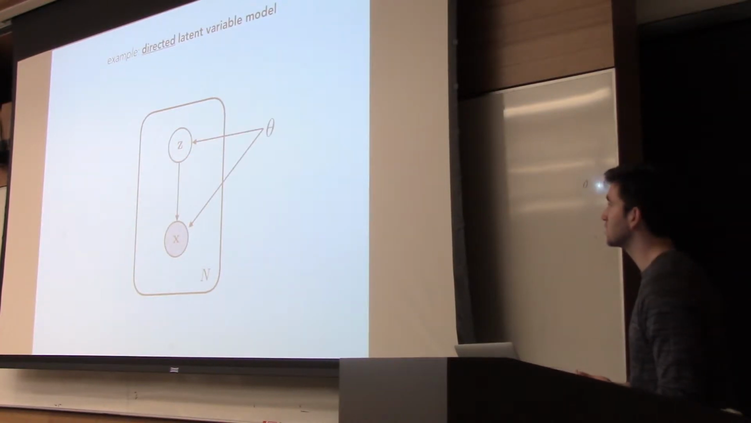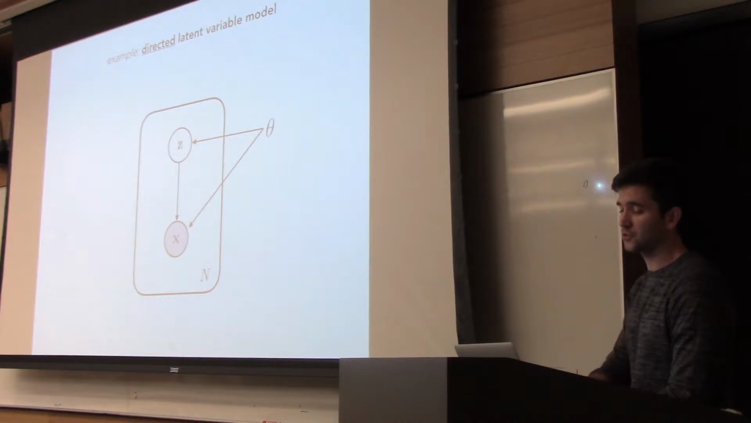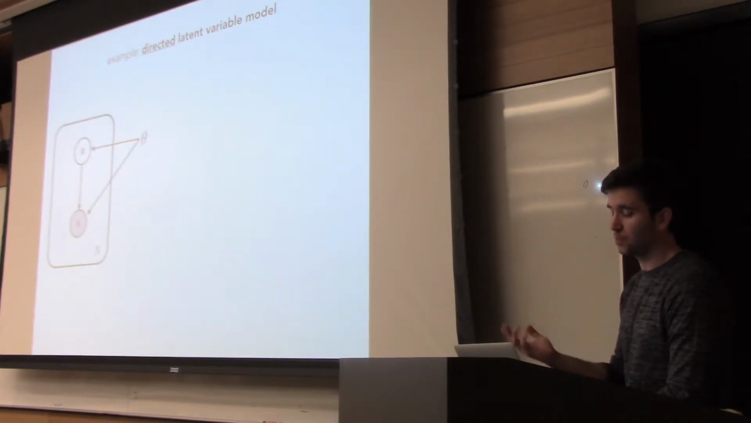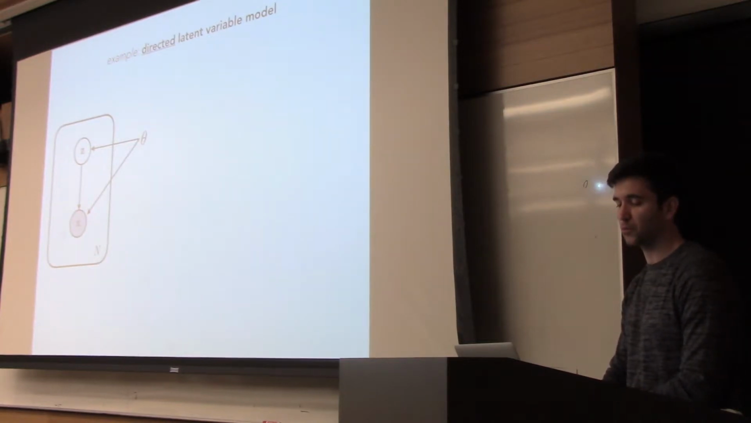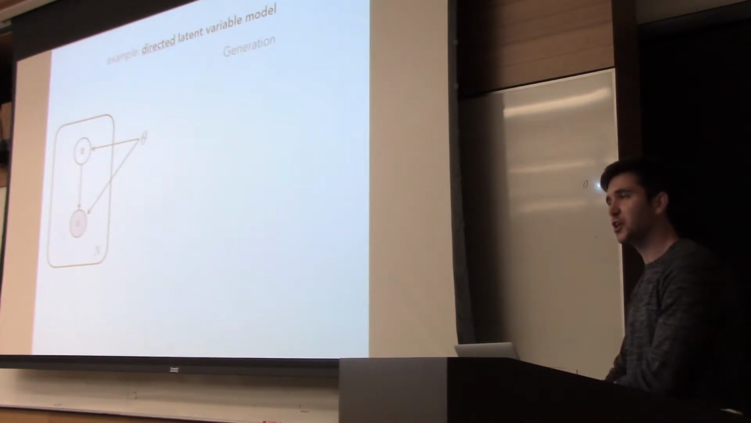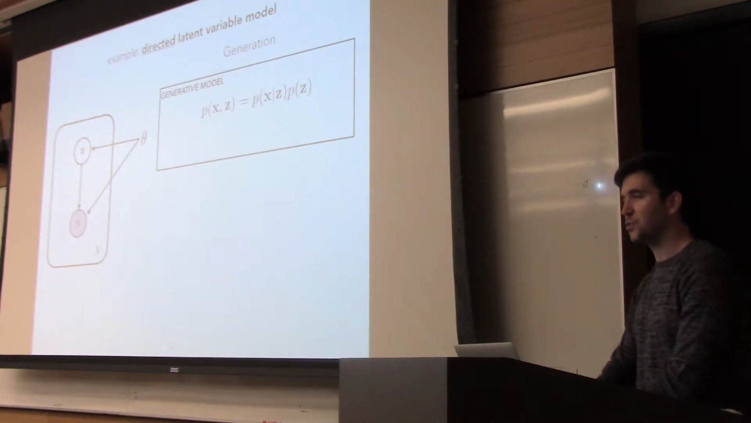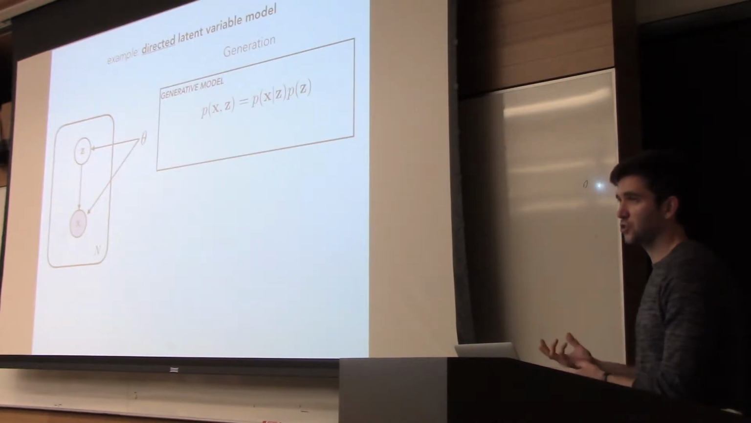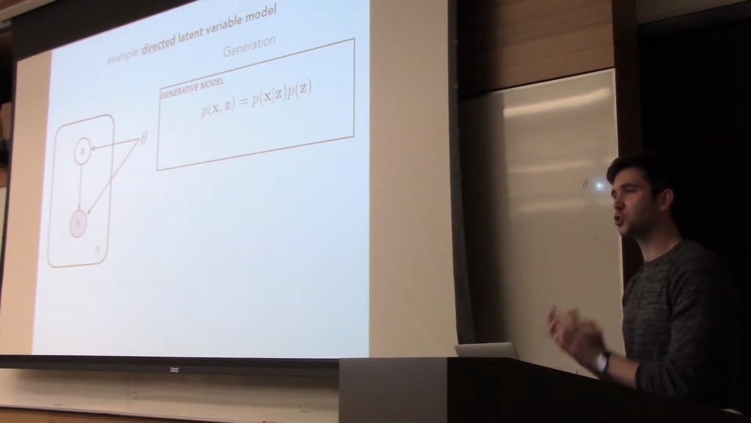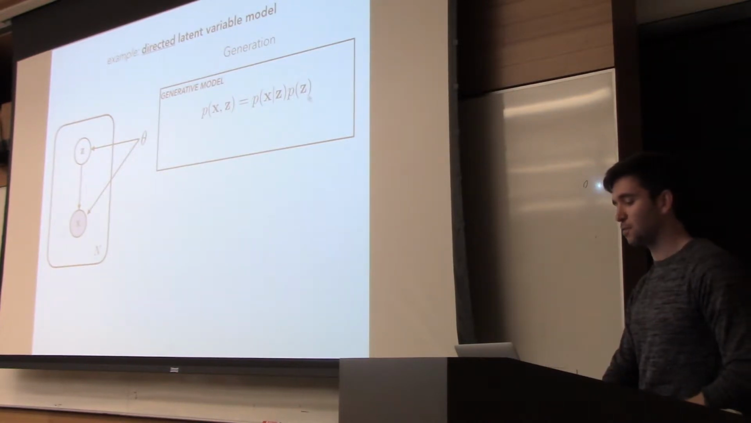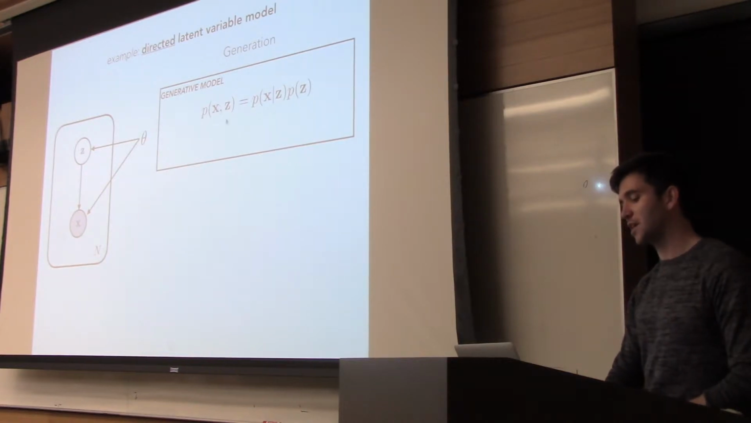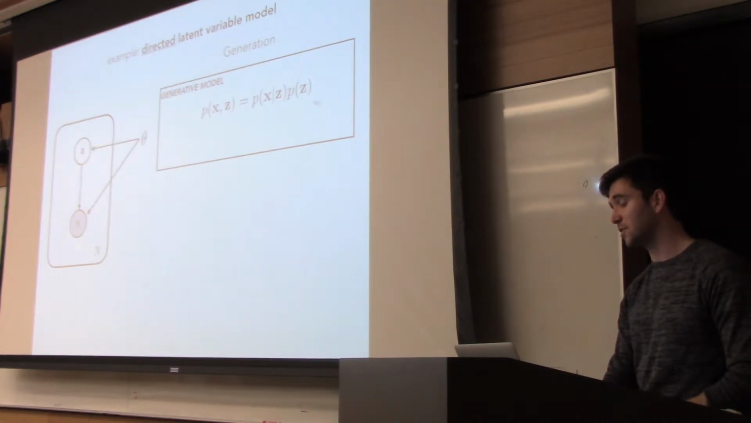So what we're going to be talking about today is actually directed latent variable models of this form. And let's go through the typical operations you might want to perform with this. So to actually generate from this model, we define the generative model as such. Remember we talked about how you can split up a joint probability distribution into a conditional times this marginal probability here. So we're going to take a probability distribution over x and z and split it up as probability of x given z and then the probability of z.